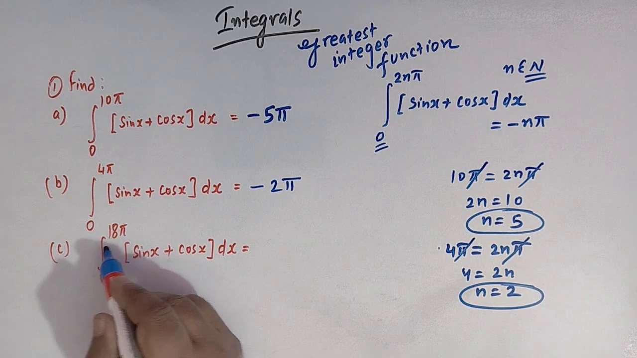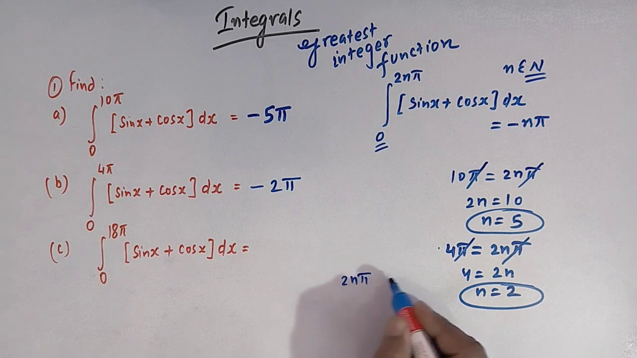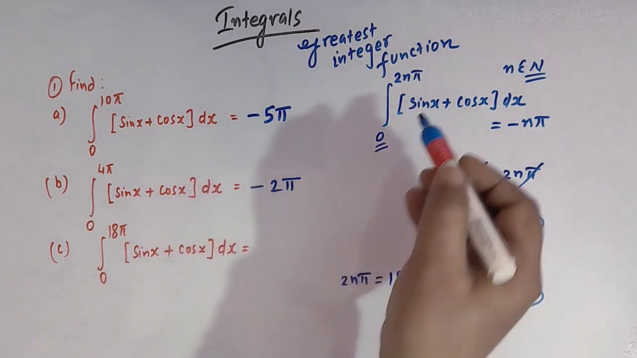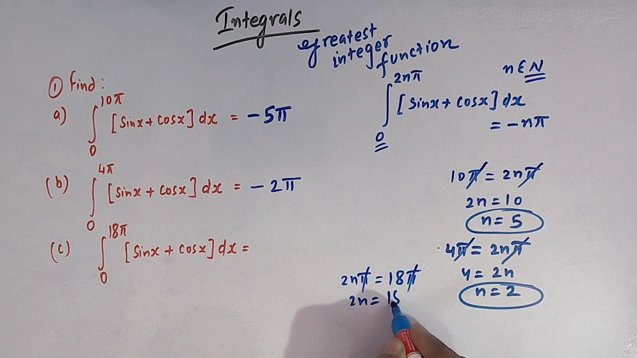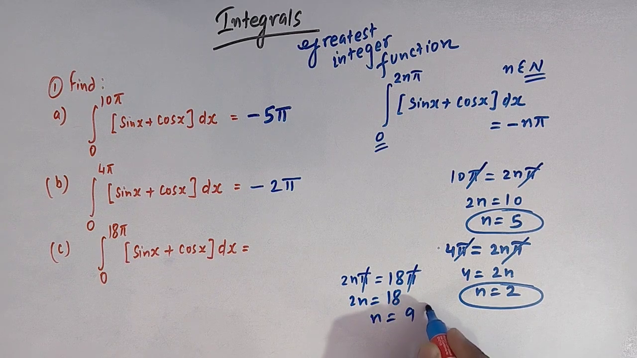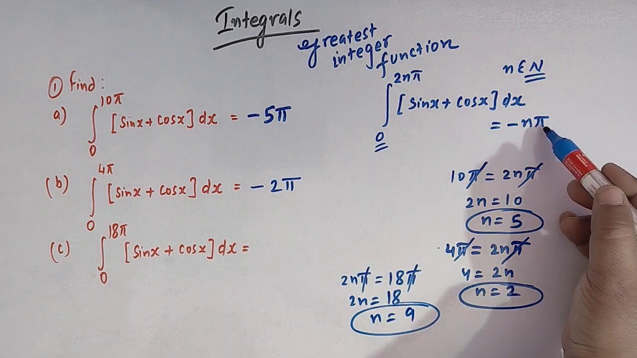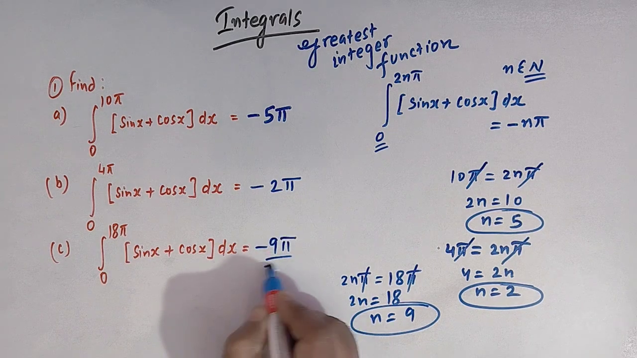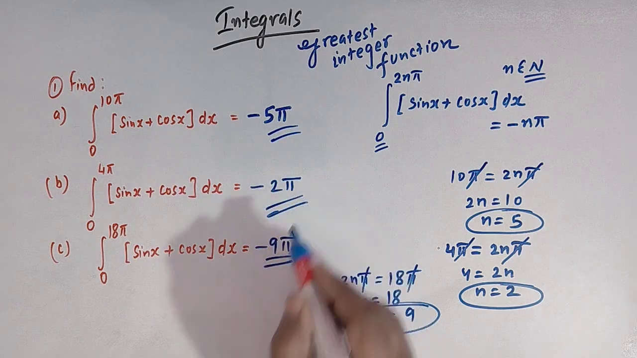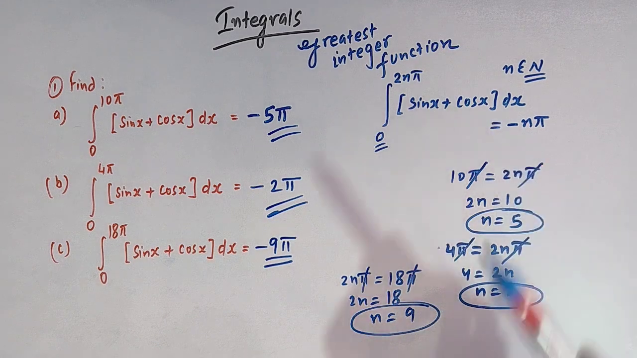Now in the third integral we have 18 pi. So we can write 2n pi is equal to 18 pi, comparing this integral with this one. Here pi and pi get cancelled, so 2n is equal to 18 and n is equal to 9. The value of this integral is minus n pi, n is 9, so we have minus 9 pi. This is how we can solve these types of integrals using this general result.